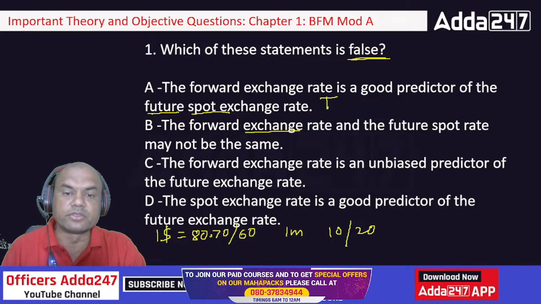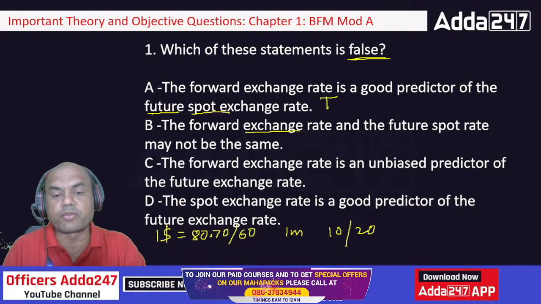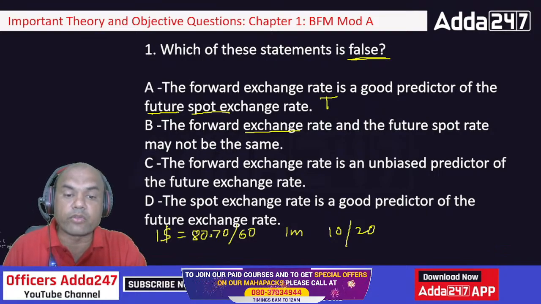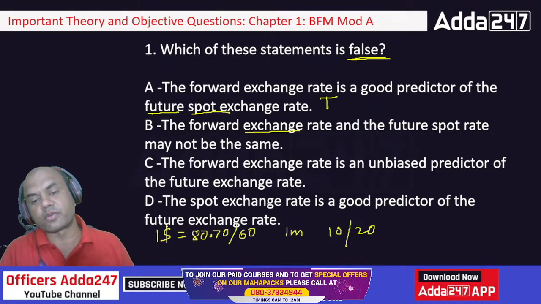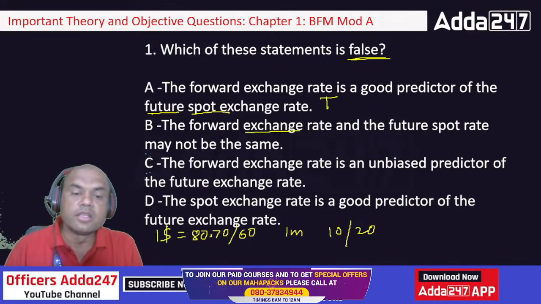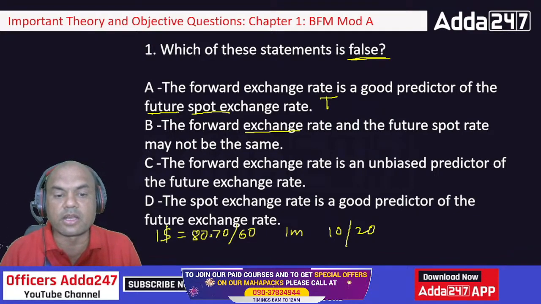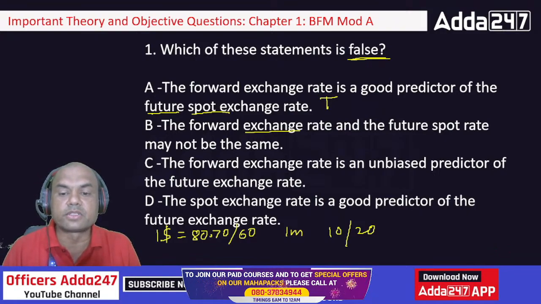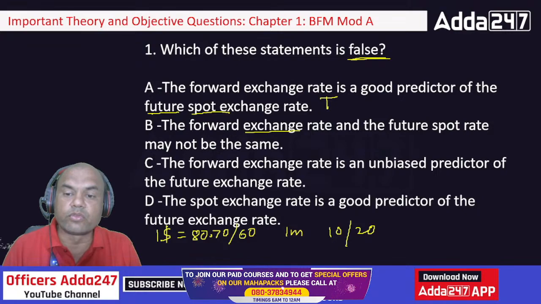Suppose I ask you, what will be the forward exchange rate after one month? So for the buy rate, what will you do? Let me get the answer from you guys now. Suppose this is the dollar rate, $1 equals 80.70/60, one month equals 10/20. Now I'll ask you, what will be the buy rate after one month?